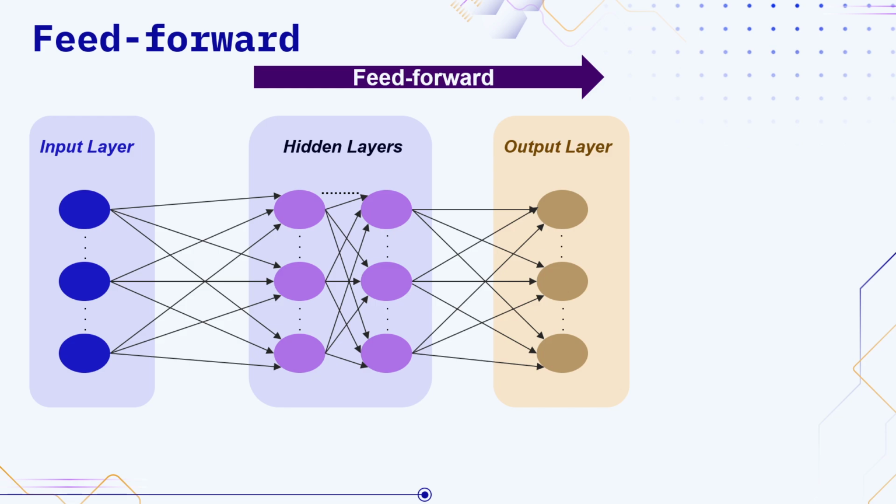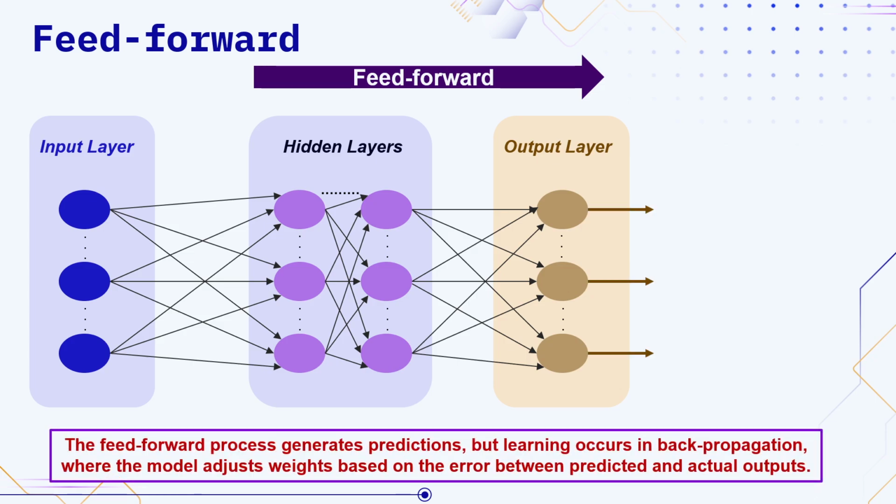The question here, did it learn anything? And the answer is no. So, we need to understand that the feed-forward process generates predictions, but the learning occurs in the backpropagation, where the model adjusts weights based on the error between predicted and actual outputs.